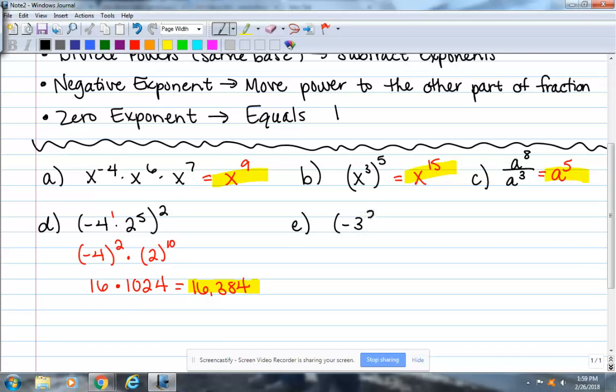Negative 3 squared times 5, all raised to the third power. 3 times 2 is 6. So negative 3, 6 power. Yep. So everything gets a third power. And if it already has a power, you multiply it. So negative 3 to the 6 times 5 to the third.